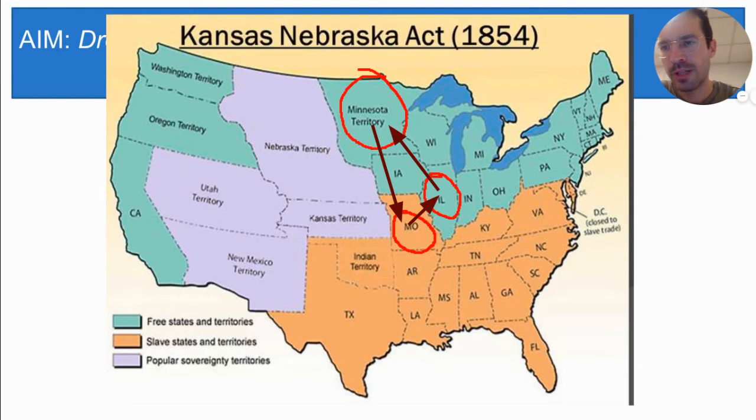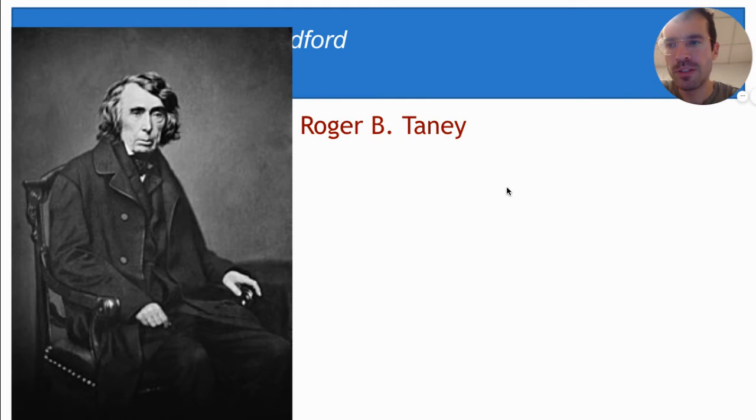Scott now sued, claiming that because he had lived in Illinois and Minnesota, he was legally free. The case went all the way to the Supreme Court. The Chief Justice of the Supreme Court at this time was a man named Roger Taney. Here's a picture of Taney. He was strongly pro-slavery. Many people expected that he would rule against Scott, but few expected that his ruling would have huge effects that went well beyond the case of this one slave.